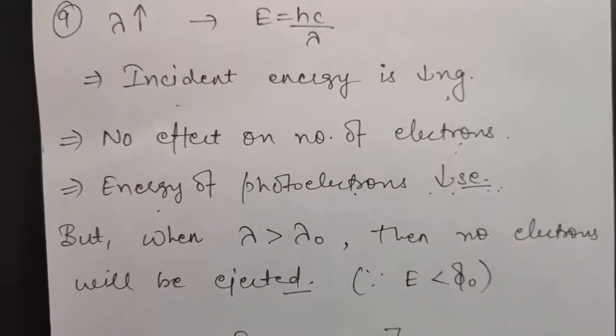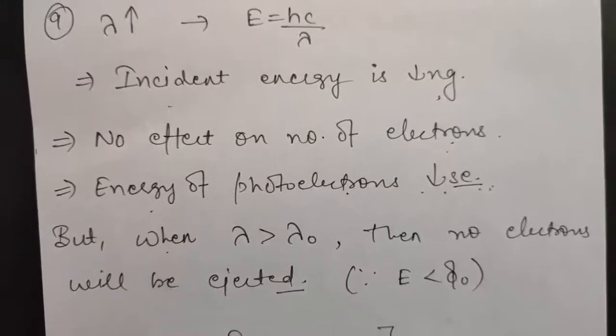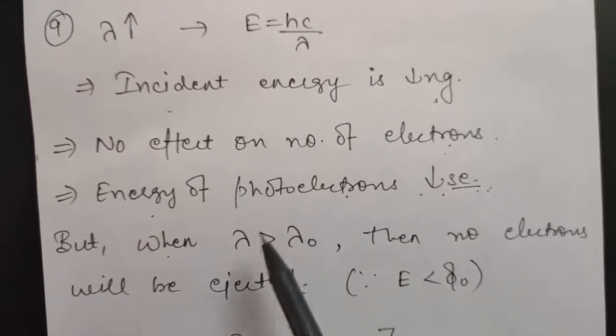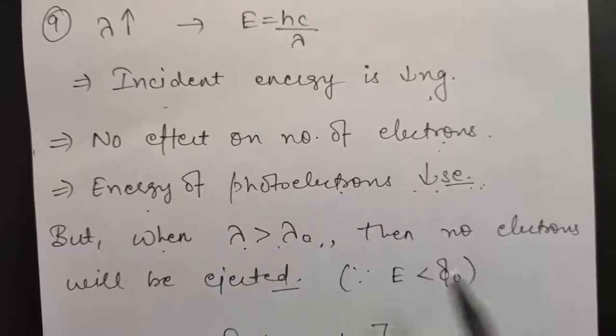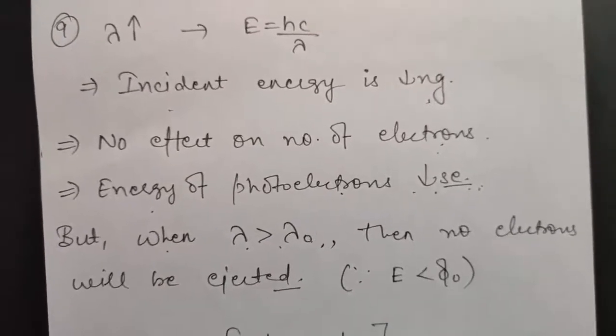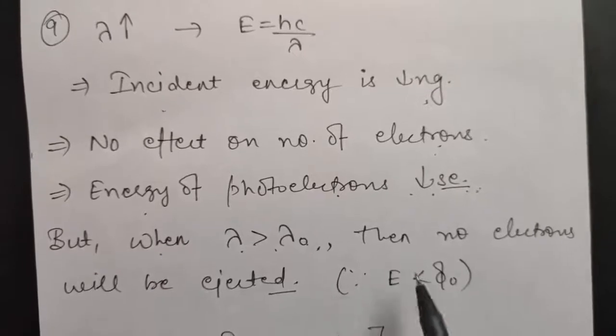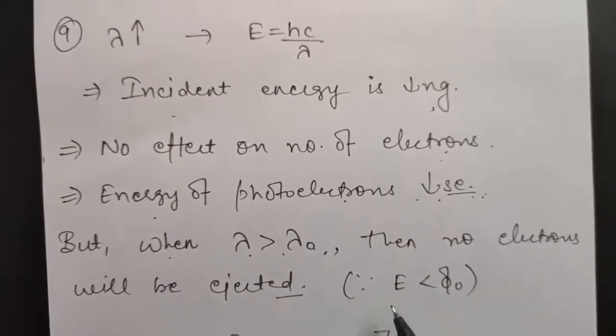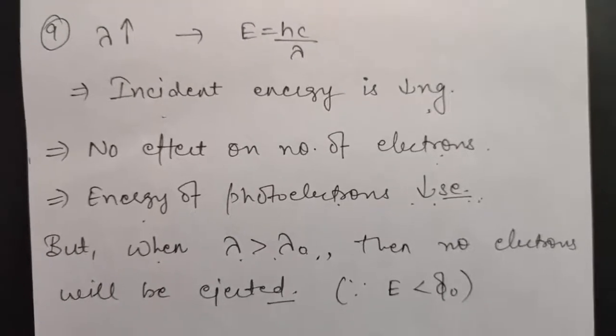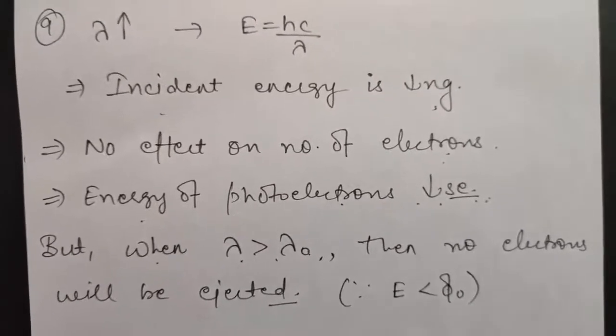And one more thing you have to mention here, that when you go on increasing wavelength and when it becomes greater than threshold wavelength, then there will be no ejection of photoelectrons, because in that case your energy will be less than work function, and in this case there will be no ejection of photoelectrons.